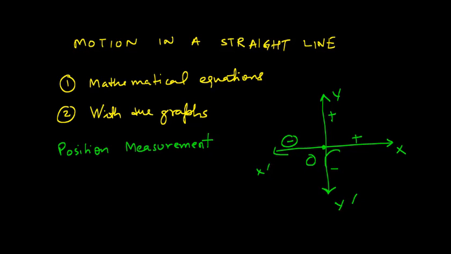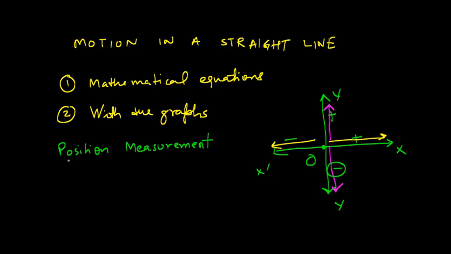Let me just correct this. This is negative and this is also negative. Well, an object moving along the x-axis or y-axis undergoes one-dimensional motion. So if an object is moving in this direction or in this direction, or for that matter in this direction or in this direction, this is one-dimensional motion.